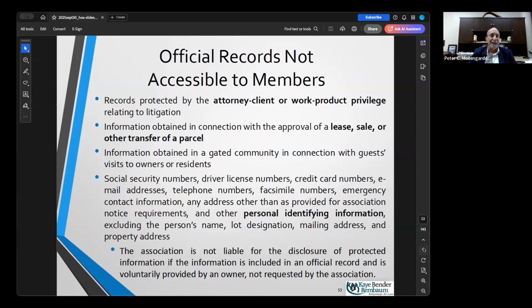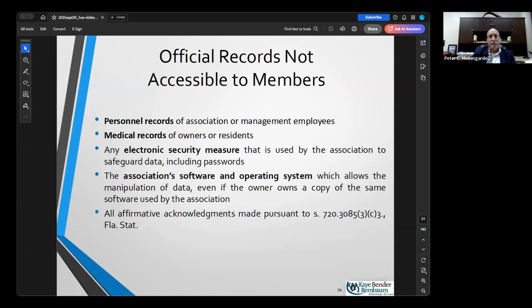Now, the association is not liable for the disclosure of protected information if the information is included in an official record and is voluntarily provided by an owner and has not been requested by the association. Other things that are not accessible: personnel records of association or management employees, and medical records of owners or other residents.